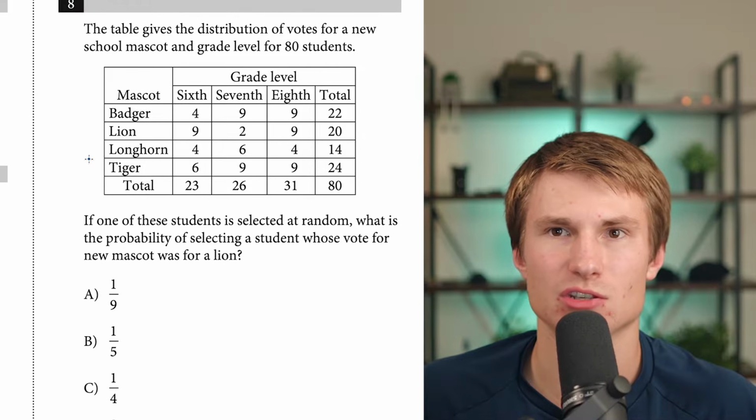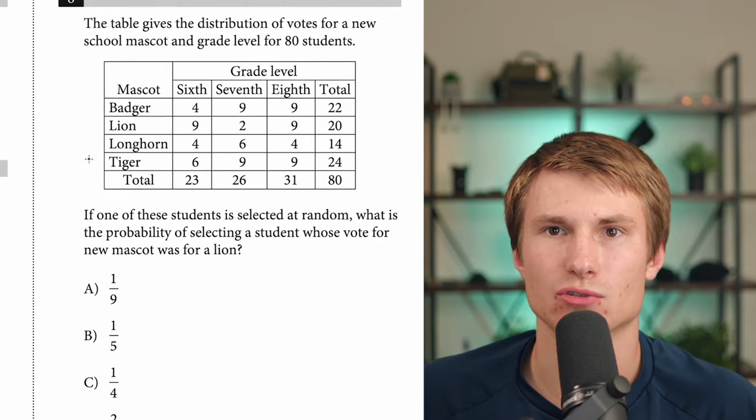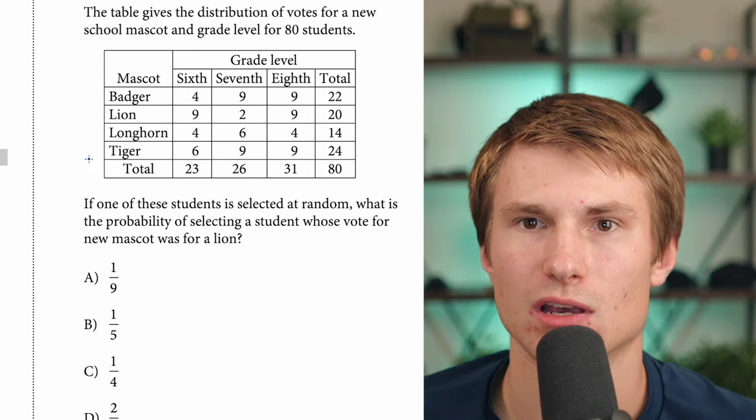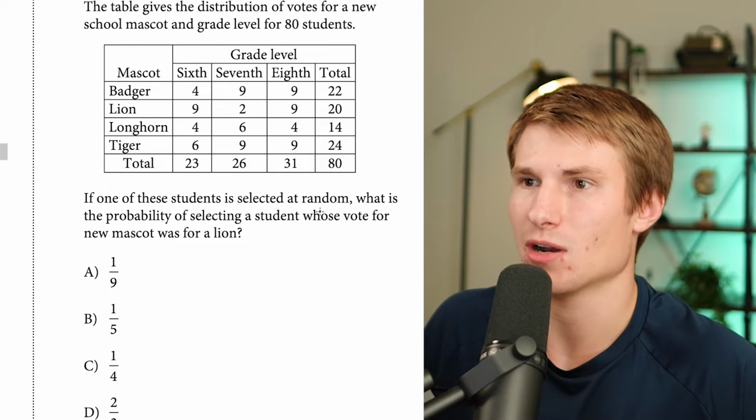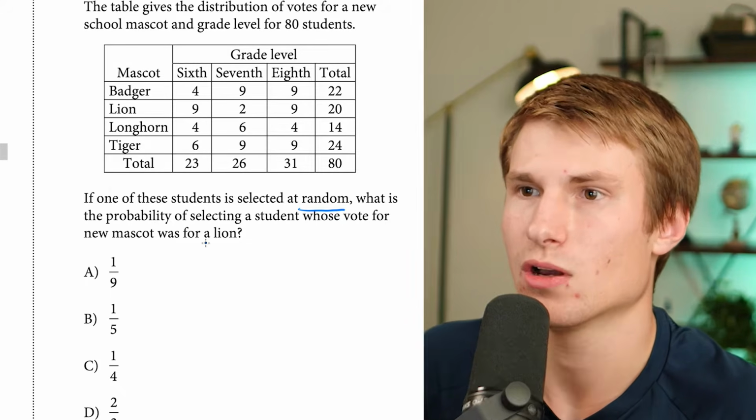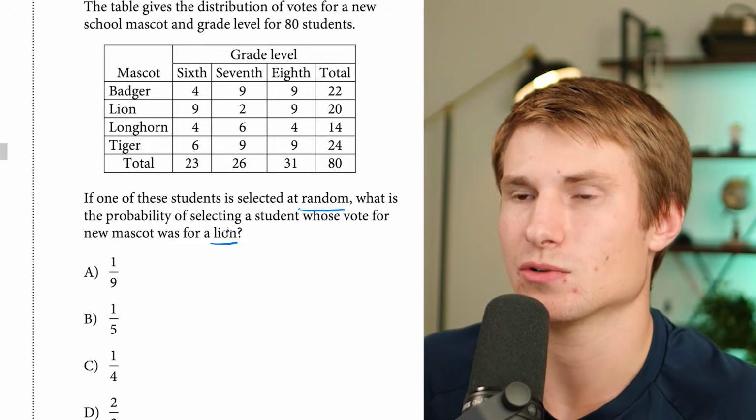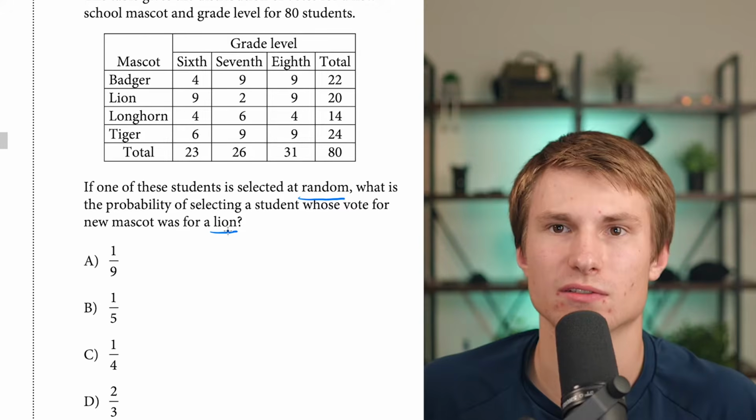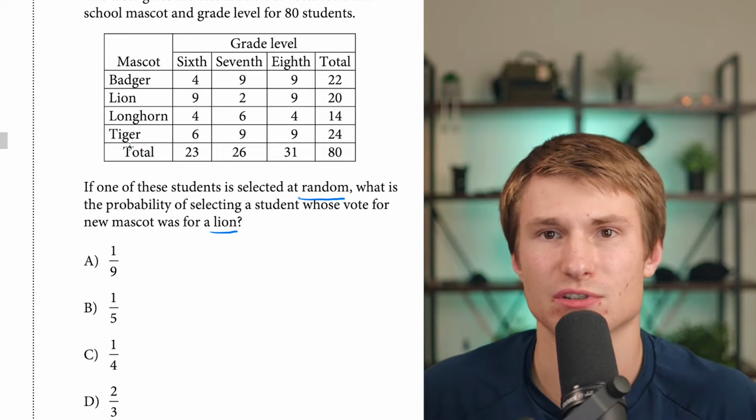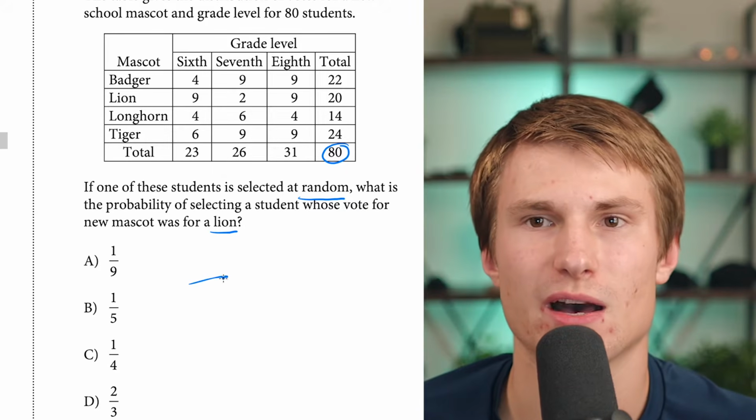We've got the table gives the distribution of votes for a new school mascot in grade level for 80 students. If one of these students is selected at random, what is the probability of selecting a student whose vote for the new mascot was for a lion? So key thing here is understanding what pool you are selecting from. In this case, it's at random, so that's just going to be the total pool. So that'll be our denominator, 80.